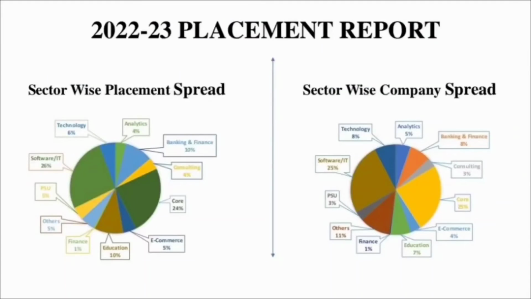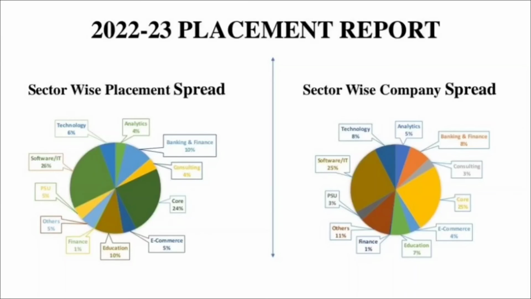Now if we consider the overall placements offered in the IIT Dhanbad, the sector wise placement spread is as follows: 6% placements were from the technology sector, 4% from analytics, 10% from banking and finance, 4% from consulting, 24% from the core sector, 5% from e-commerce, 10% from the education sector, 1% from finance, 5% from PSU and 26% from software and IT, and the remaining 5% are from other sectors.